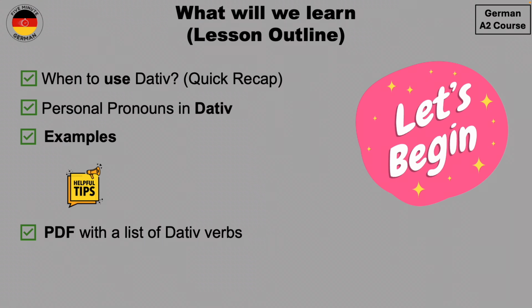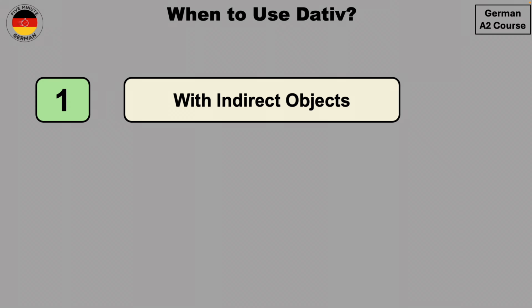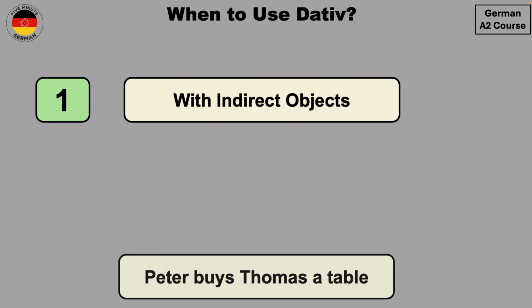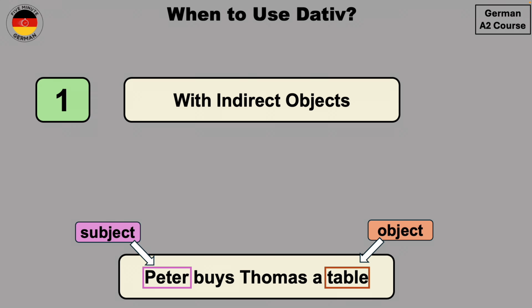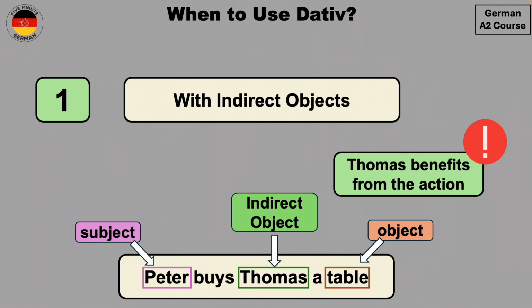Then let's begin. So when do we use the dative? We use the dative with indirect objects. What are indirect objects? Let's understand this with an example. So I have the sentence, Peter buys Thomas a table. Now in this sentence, Peter is the subject because he is the one who is doing the action of buying. Table is the object because it is being bought. And what about Thomas? Thomas in this sentence is the indirect object because Thomas is the one who is benefiting from the action. He is the one who is getting the table. So any person which benefits from an action is the indirect object.